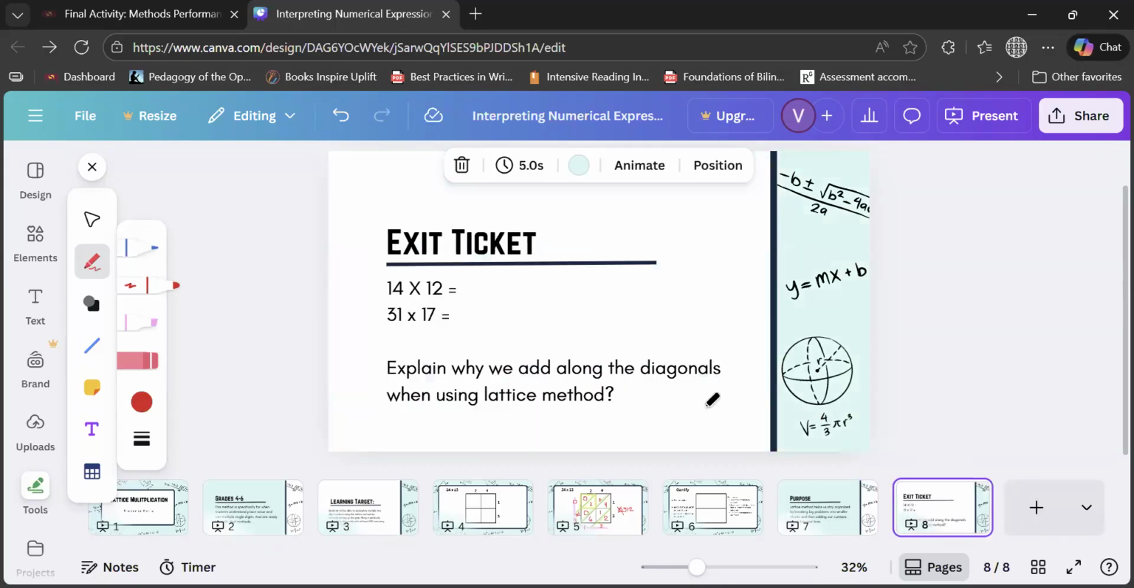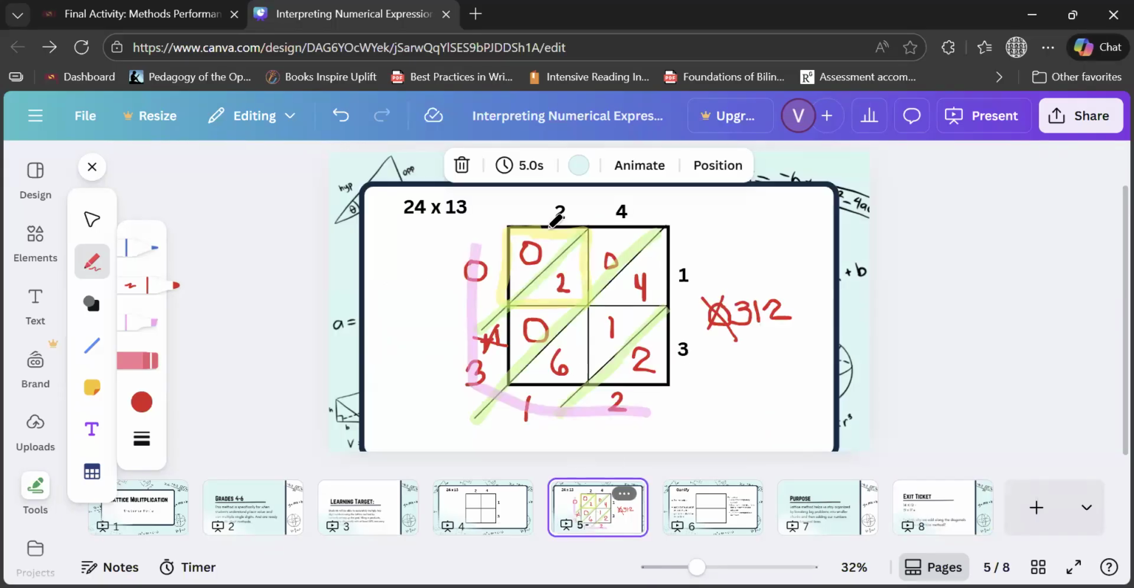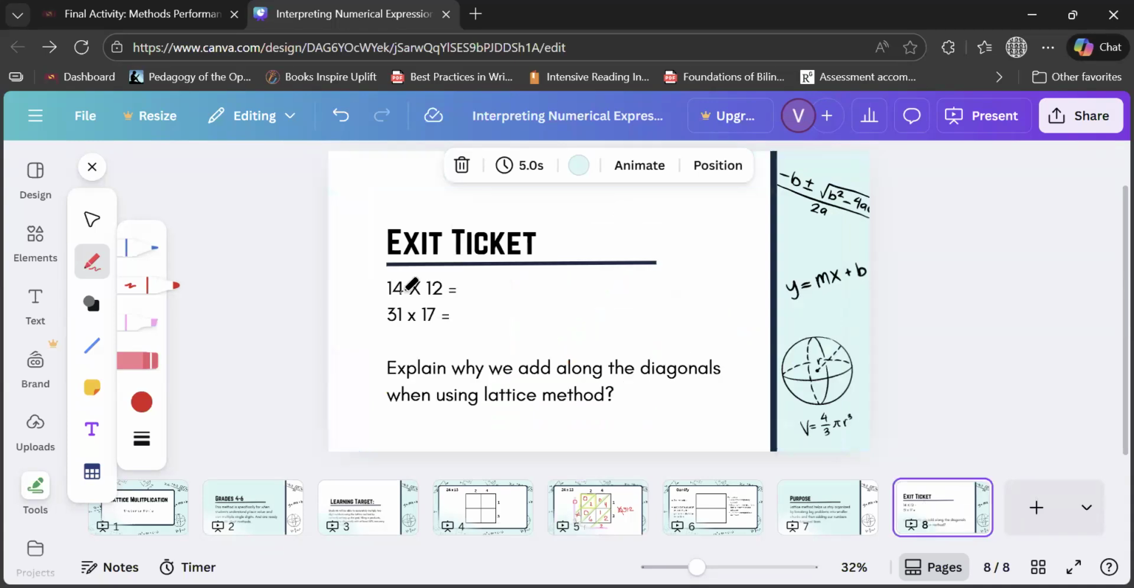And now it's your turn to try. I want you to solve using the lattice method. You can use highlighters if it helps you do it step by step, highlighting the boxes and even the diagonal lines, just so your brain knows which digits are supposed to be added. I want you to do this with 14 times 12 and 31 times 17. And at the bottom, I want you to explain why we add along the diagonal lines when using the lattice method.